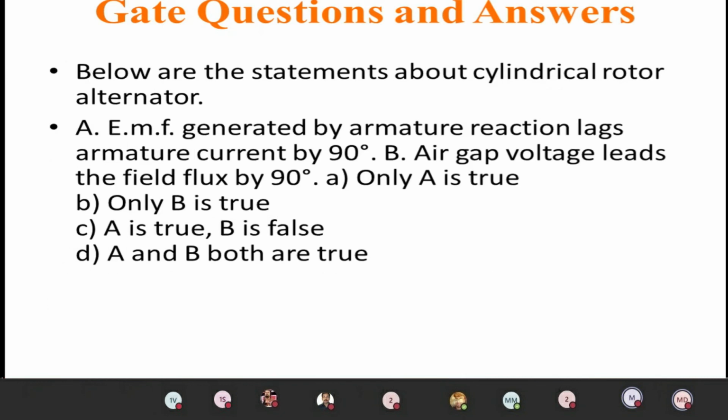Below are statements about a cylindrical rotor alternator. A: the EMF generated by armature reaction lags the armature current by 90 degrees. B: air gap voltage leads the field flux by 90 degrees. Option A: only A is true. Option B: only B is true. Option C: A is true, B is false. Option D: A and B are true. To obtain the MMF and EMF drop, the loading is done as a synchronous motor. So option A is true.